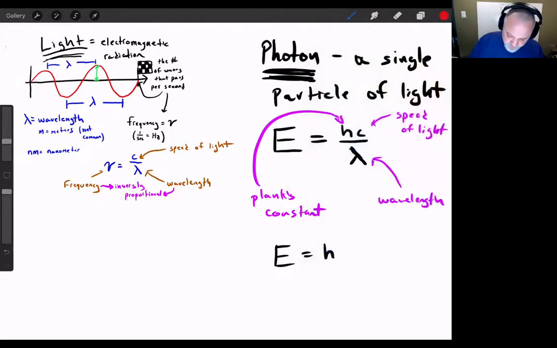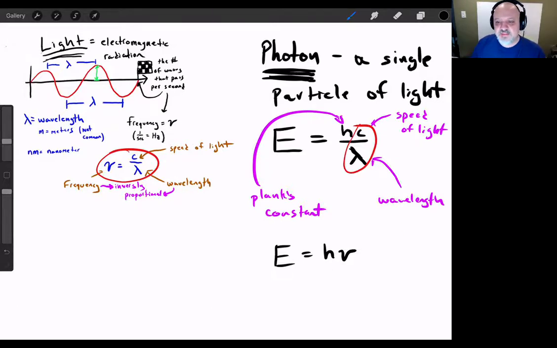And if we come back over here, what do we see? We see that the frequency is c over lambda. And look, there's c over lambda in the equation. So not only does E equal hc over lambda, E also equals h nu. This shouldn't be too far of a leap in terms of algebra. If nu equals c over lambda and E equals hc over lambda, then E must also equal h nu.